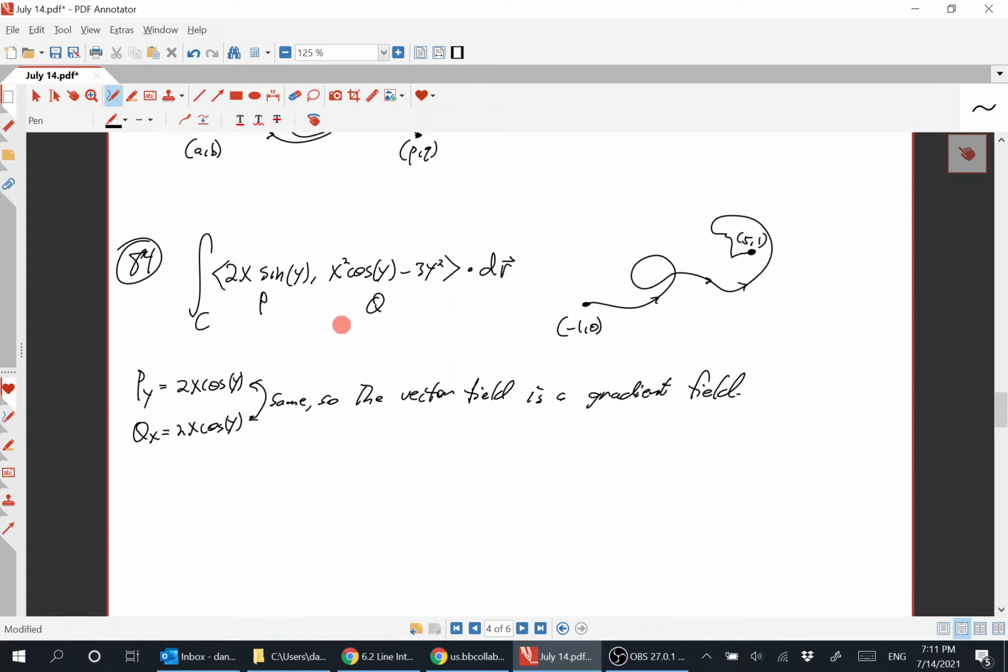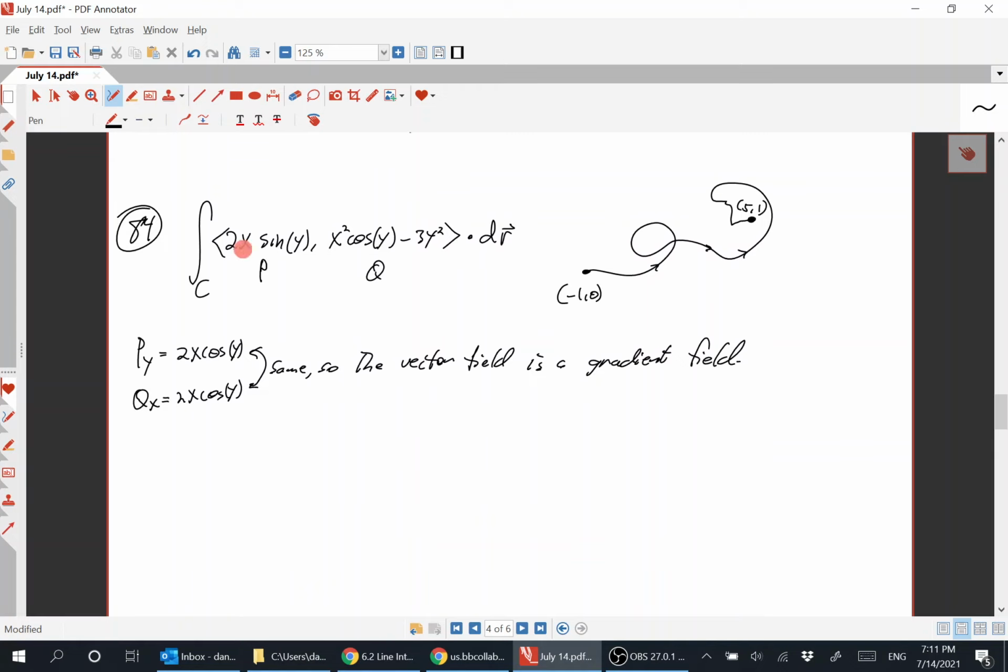So finding f of x, y, this means P is the partial derivative with respect to x, is 2x sine y, and Q is the partial derivative of f with respect to y, which is x squared cosine y minus 3y squared. So here, the antiderivative with respect to x is x squared sine y plus some function that just uses y, right? Because that's the arbitrary constant when you're doing the partial derivative with respect to x. It's just a function in terms of y only.